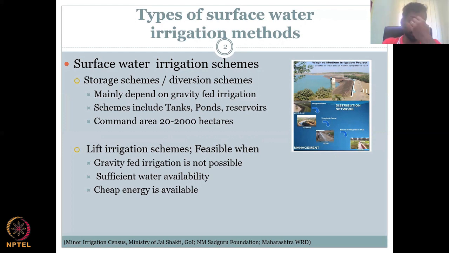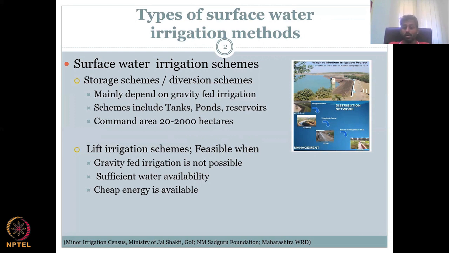This word is very important, gravity-fed. Gravity-fed means you do not have to supply energy. You have water at a higher elevation. When you have a gate and a channel which comes down in elevation, you open the gate and water flows. Water flows from high potential to low potential. So automatically water will flow through gravity.